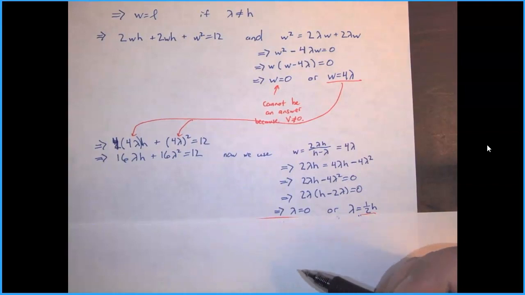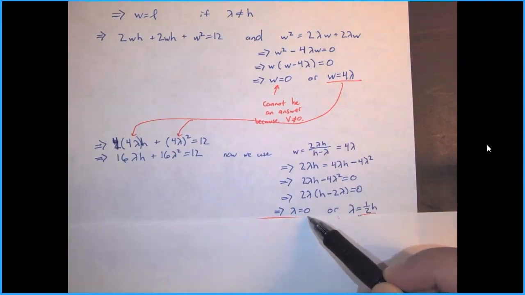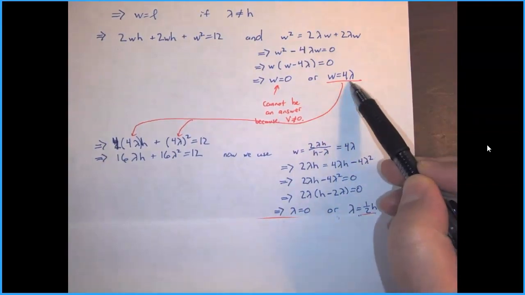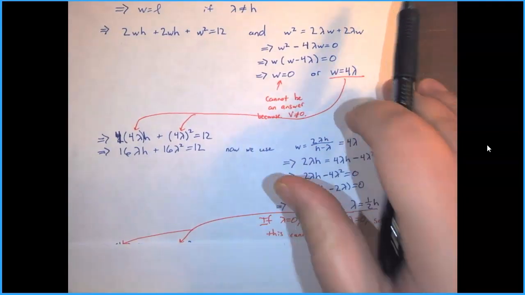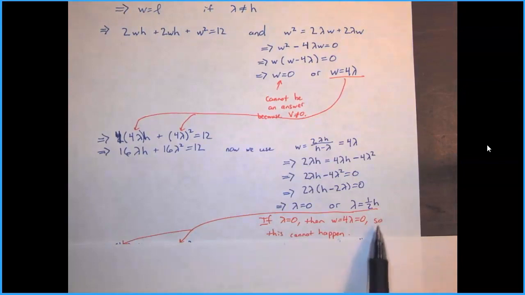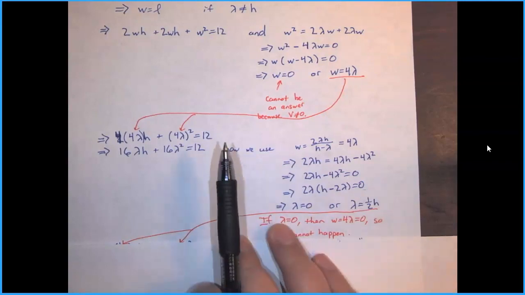Now, I can throw out lambda equals 0. Why? Because if lambda equals 0, then W equals 0, and we've already said that's bad. So that's what I've written here. Lambda can't be 0, so lambda equals 1/2 h, that's the solution we're going to use.